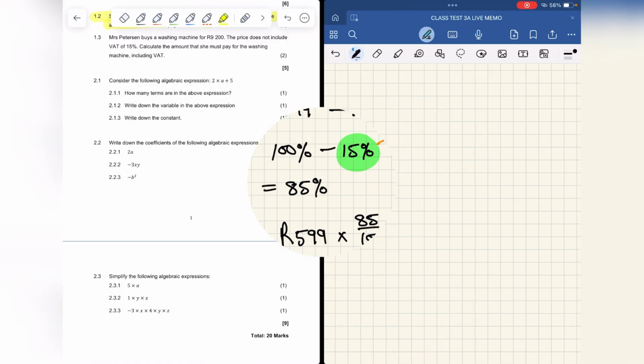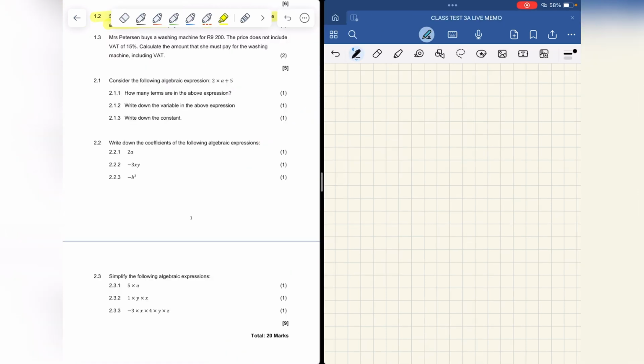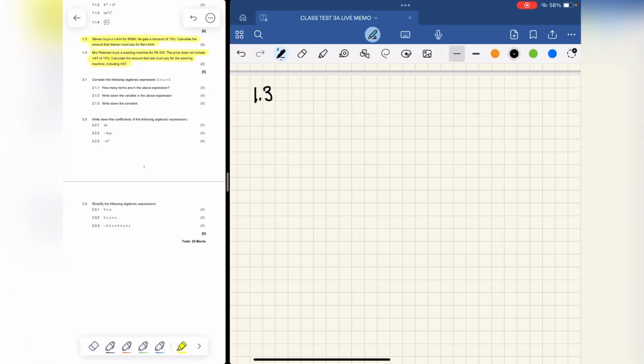1.3, we have Mrs. Peterson here buying a washing machine for 9,200 Rand. The price does not include VAT of 15%. Calculate the amount that she must pay for the washing machine, including VAT. So VAT calculations are straightforward, well, these ones anyway. If 9,200 Rand is the price excluding VAT, it means in order to add VAT, remember we need to use that number 1,15.